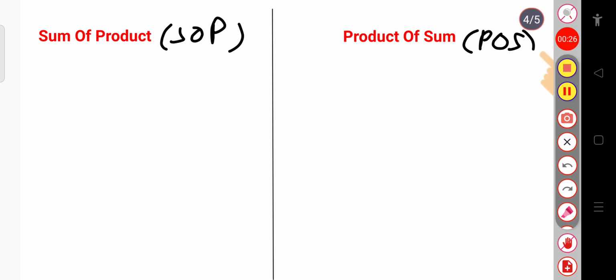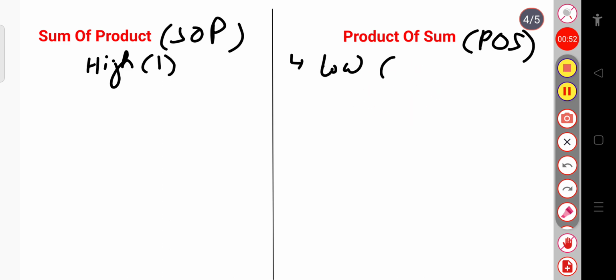Okay. So in case of sum of product, it means when in a digital circuit the output is in the high condition, or the on state, or this is 1, then this is called the sum of product. And in case of POS, we have to check in the digital circuit when the circuit is at low condition, or the output is 0. Okay. So let us consider some example.